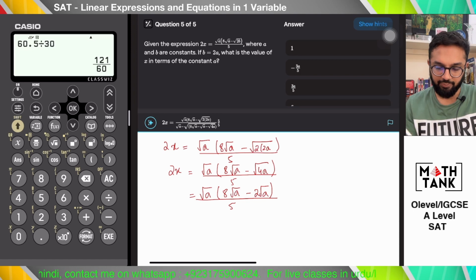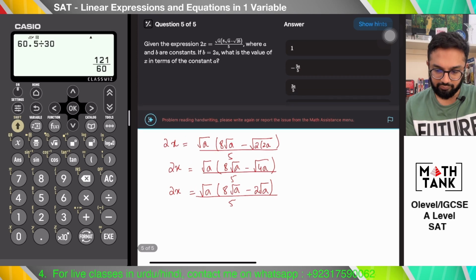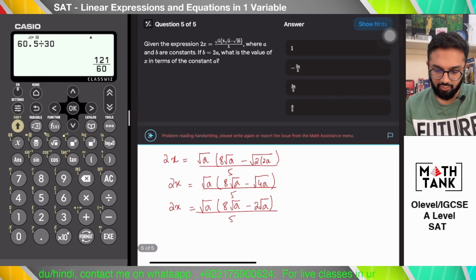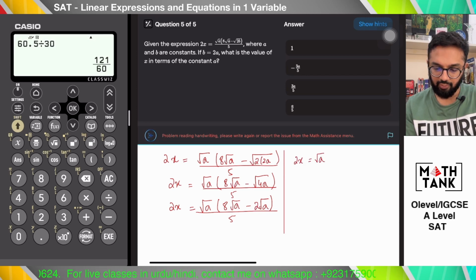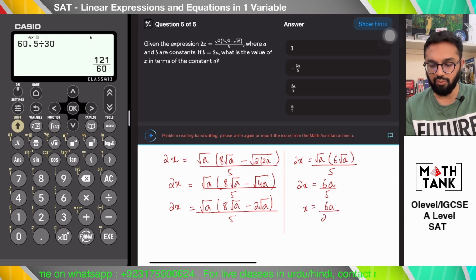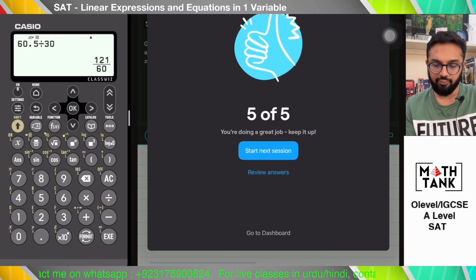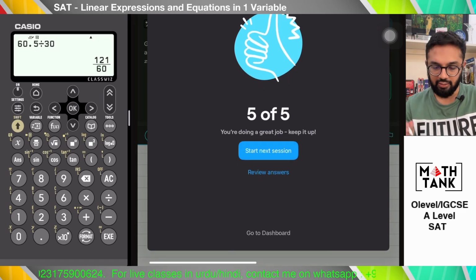There's 2x on the other side. So then I have 2x, 6 root a. So when you multiply root a by root a, it becomes a. So this becomes 6a over 5. x equals 6a over 2 into 5. 2 times 3. That gives me 3a divided by 5. Okay, let's move on to the next question.